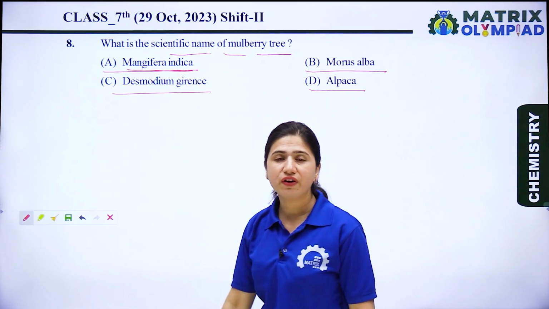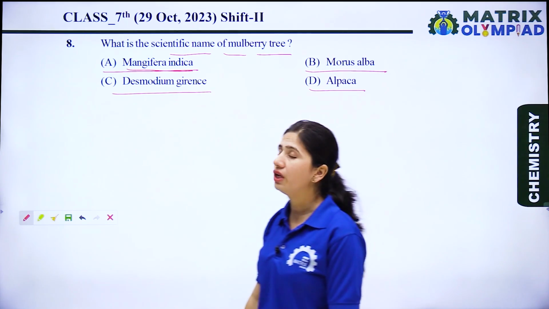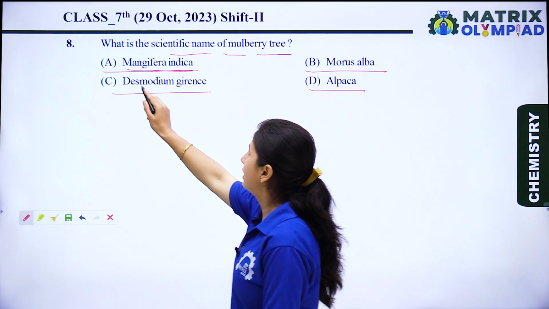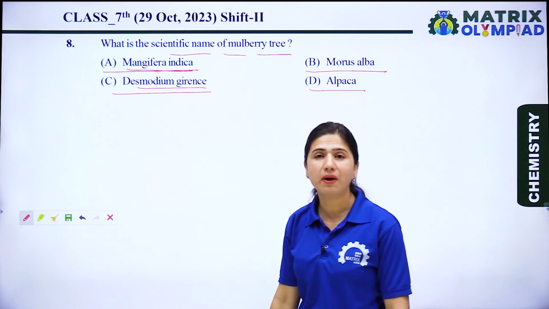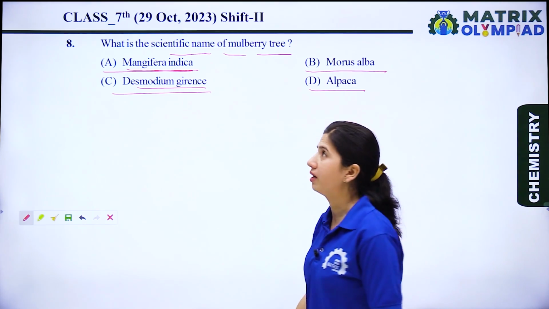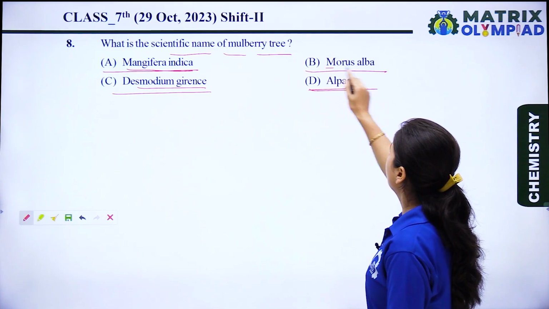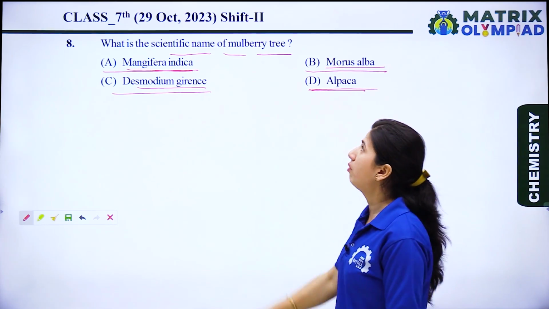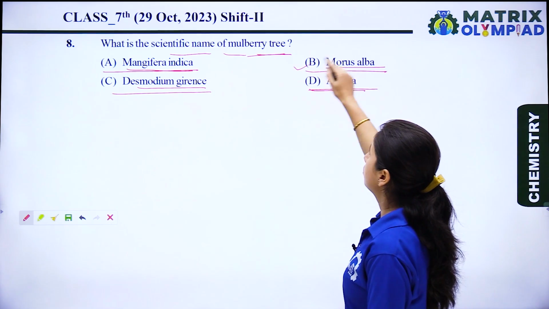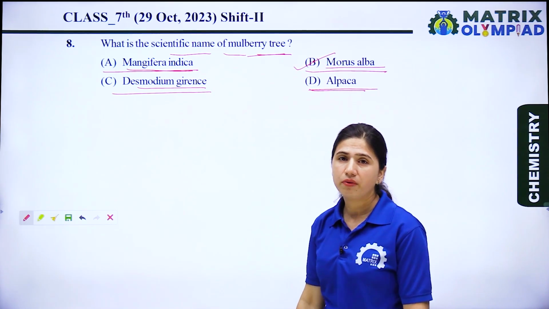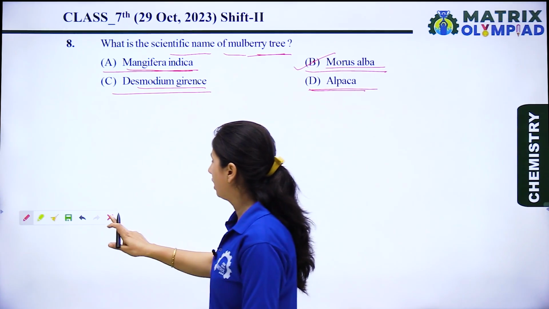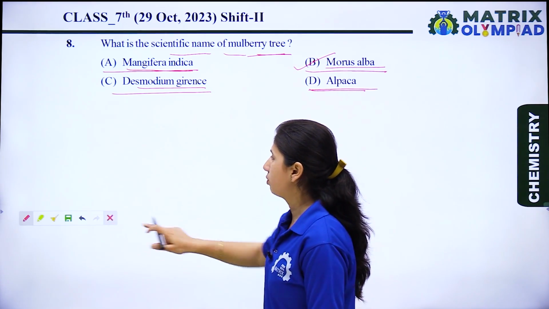Mangifera indica is the scientific name of mango. Desmodium gyrans is also a plant, which is known as the dancing plant. Alpaca is an animal, and Morus alba is the scientific name of mulberry tree. So option B is the right option for this question. Now let's see the next question.